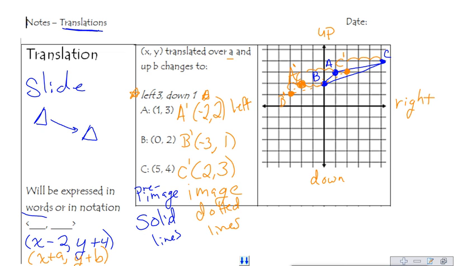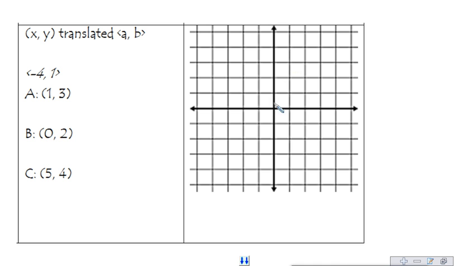And we're going to plot our original points again. So same points: over 1 and up 3 gives me my A. Over 0 and up 2 gives me my B. And then over 5 and up 4 gives me my C. So if you need to pause the video while you do that, please do so. Okay. And then we have a little bit of a different notation here. Okay, so this number relates to your x, this number relates to your y. The other way that you'll see it is x minus 4 and y plus 1.